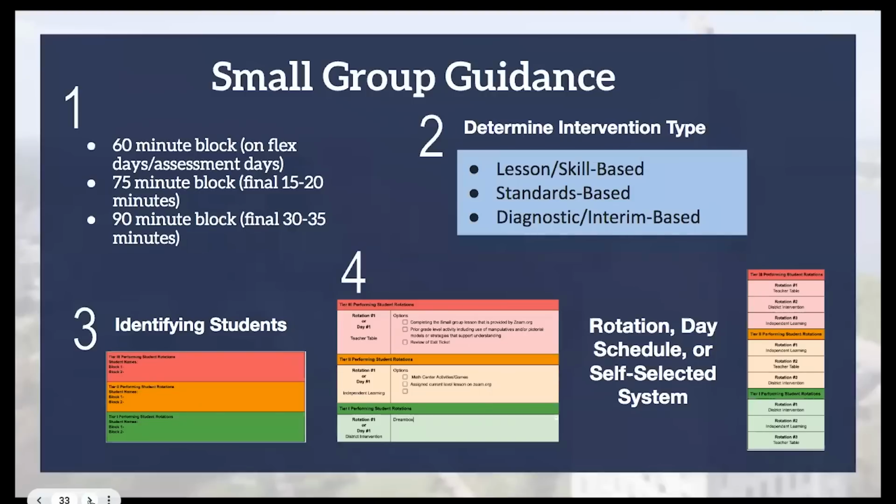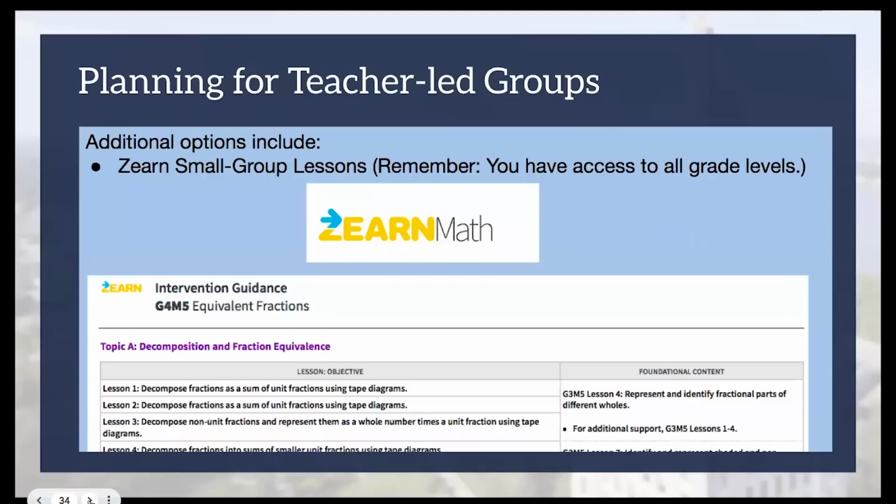So now that we've identified when you would fit in your small group, we've talked about the different types of intervention, we talked about identifying students, and we've talked about the different types of systems you might use for that small group. Now, there's the elephant in the room. What am I going to do as the teacher with my students when my students are engaged in these independent activities? So I have just a couple of suggestions for things that you can use for that.